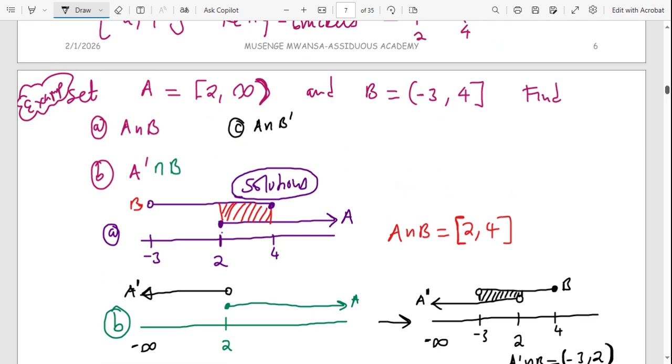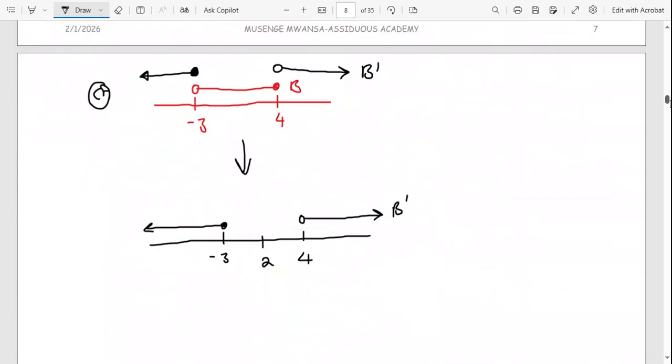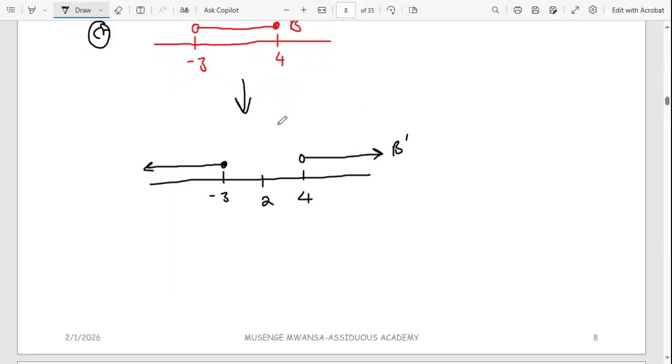So A is 2 to infinity. We want where it meets with B complement. So 2 is going to be somewhere here. And are we including 2? Yes. So it's going to start from here up to infinity. That is the set A.